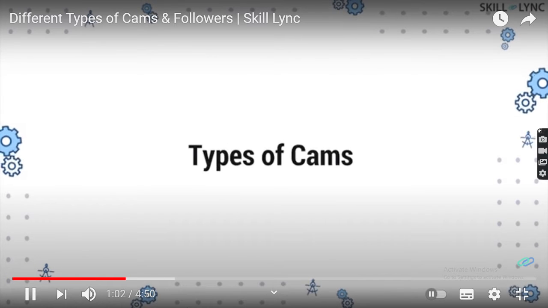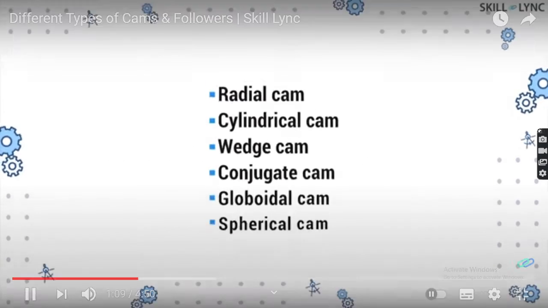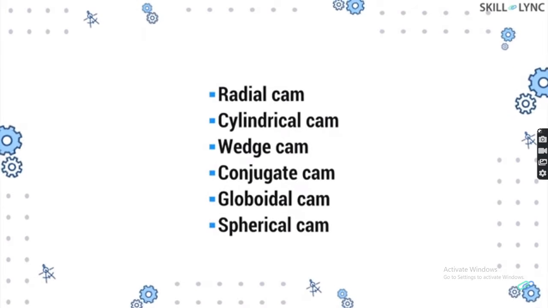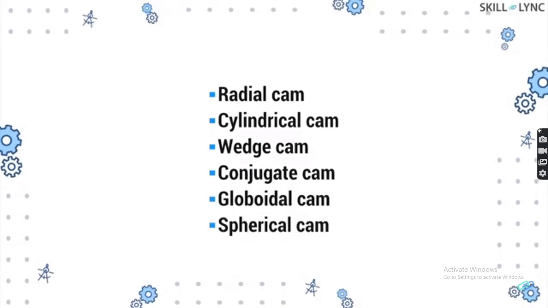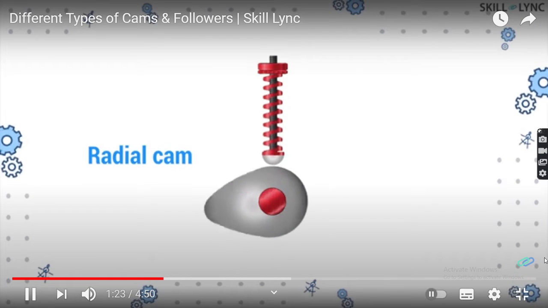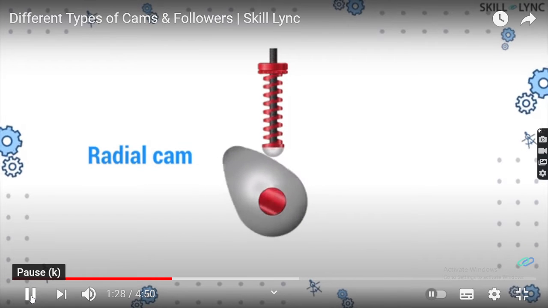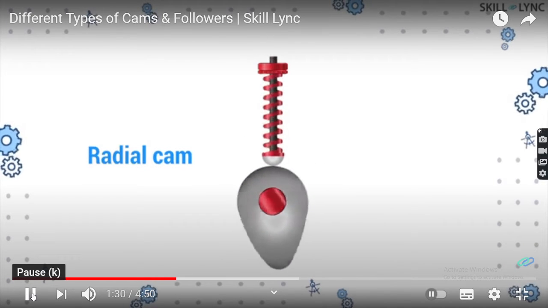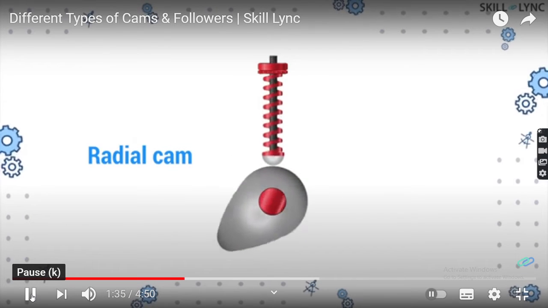Now, let's move on to discuss the types of cams. Cams can be classified into several types based on their shapes. There are radial cams, cylindrical cams, wedge cams, conjugate cams, globoidal cams, and spherical cams. Let's see the types one by one. The radial cam is simple and is made from a flat plate. The circumference of the cam is designed in such a way as to provide the desired motion. Hence, it's also known as a plate or disc cam. In this type, the axis of the cam is perpendicular to the direction of motion of the follower.